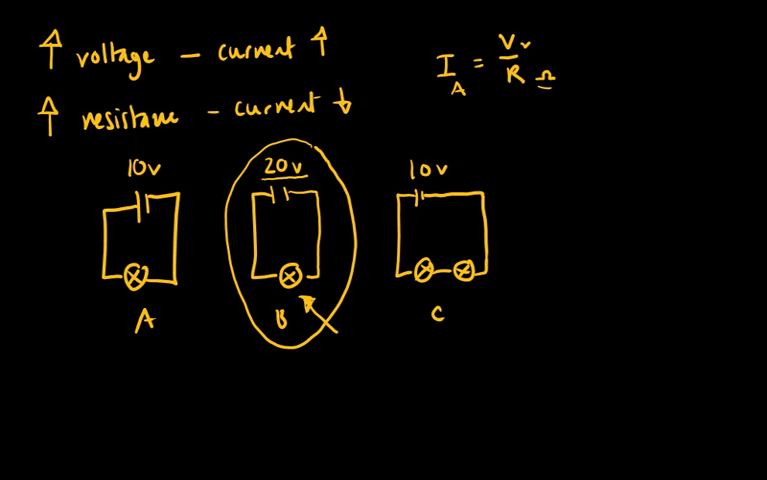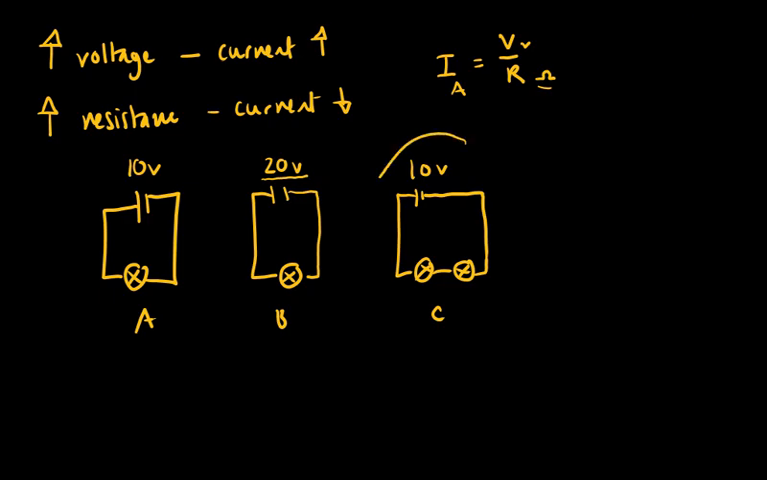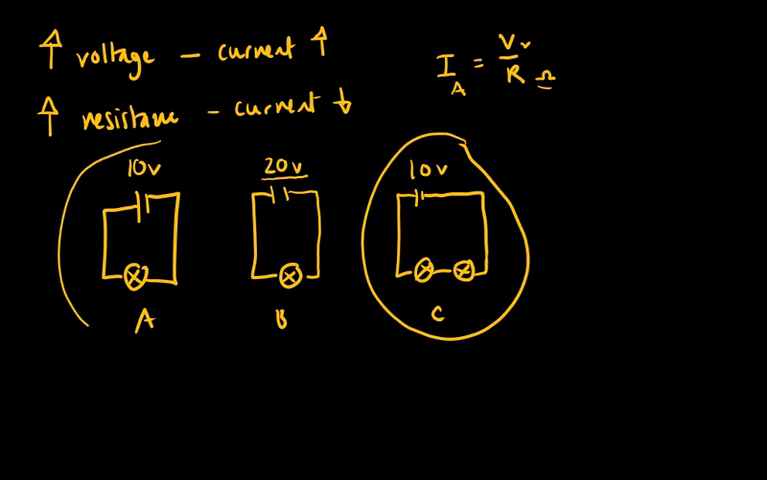The circuit with the lowest current would be what? Pause the video and explain why on your piece of paper. So that would be C, because although it has the same voltage as A, we have two light bulbs, two components, which means we're going to have an increase in resistance.